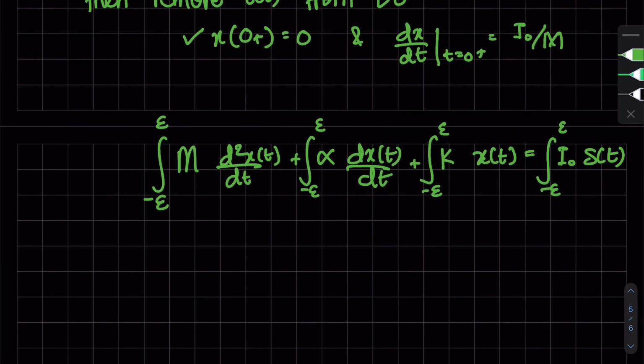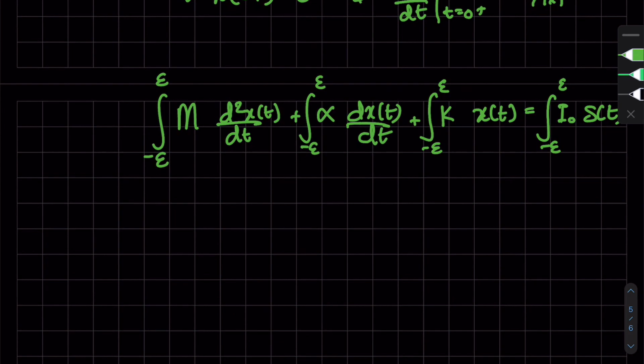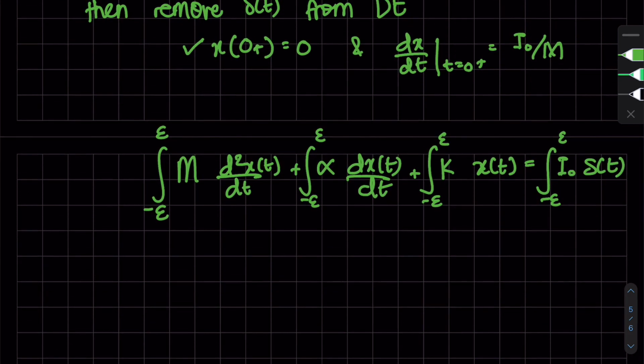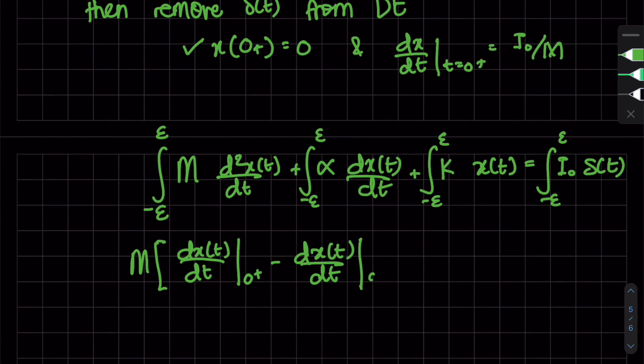We could have had a delta of t minus t naught, in which case we would have to expand about t naught, taking arbitrarily small intervals about t naught, so it would be t naught minus epsilon and t naught plus epsilon, but t naught is 0 in this case. When we do that, we can use the fundamental theorem of calculus. We get a difference of first derivatives for the acceleration term evaluated at 0 plus minus its evaluation at 0 minus. This is the fundamental theorem of calculus.